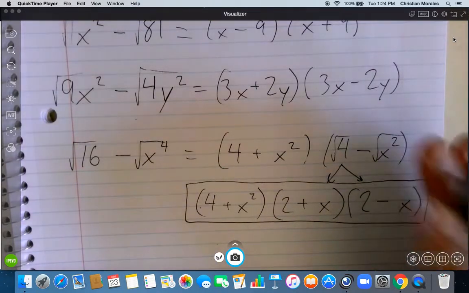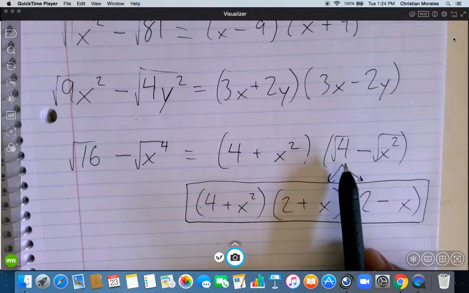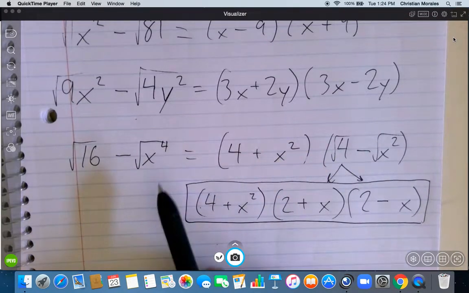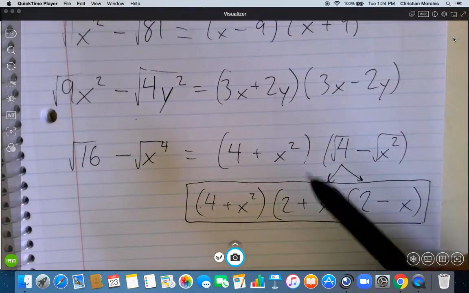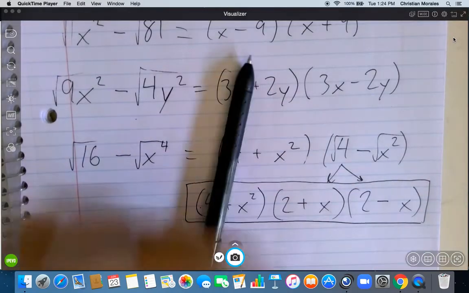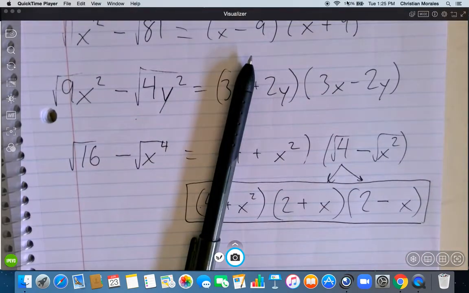So just be aware, whenever you notice, wait a minute, that number that I have, also I can take the square root of. And usually it's when you see a power of 4. When you see a power of 4, that means you could keep going. Not on both of them, but in one of them, okay? And guys, that's factoring special cases.